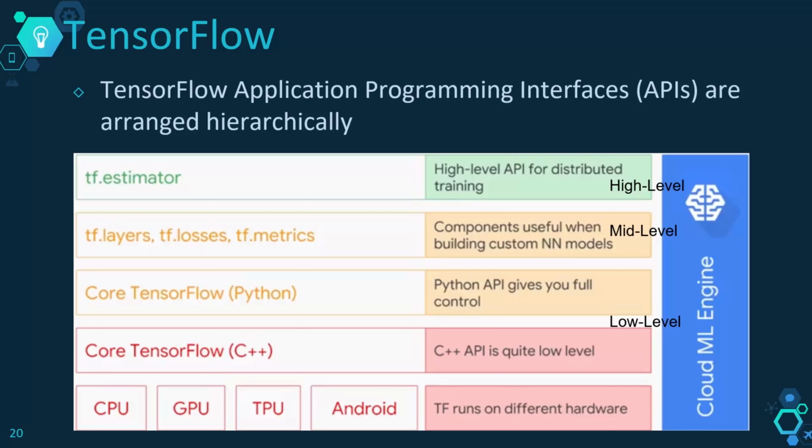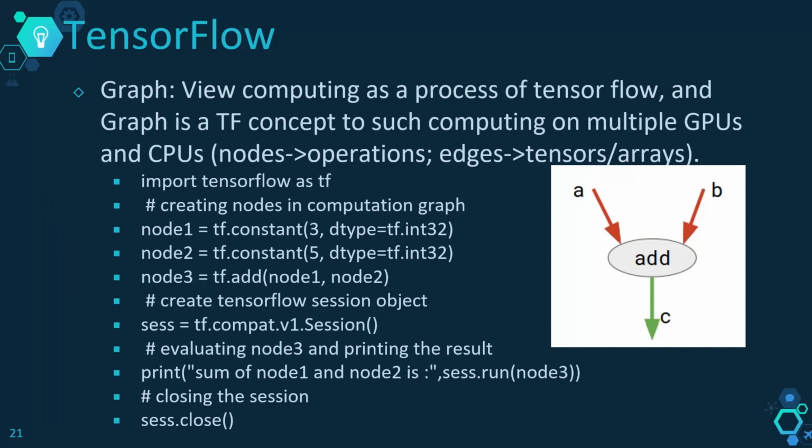And then above that, we have the mid layer. For example, you want to create a neural network, then you have layers. You want to generate a loss function objective for solver optimization, we use tf.losses. You want to evaluate it, we have tf.metrics. And then we have a higher level API for distributed training. For this one, you can get a much higher computational efficiency. That is TensorFlow.